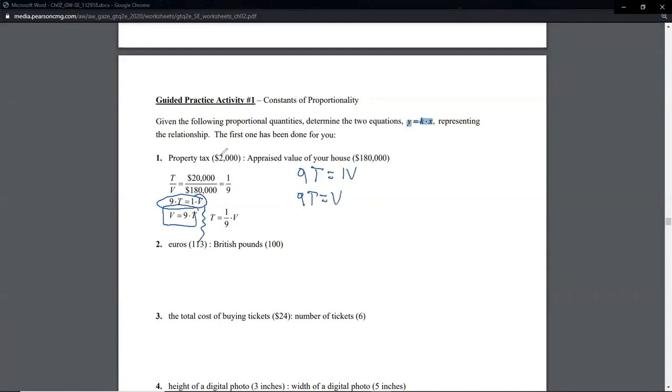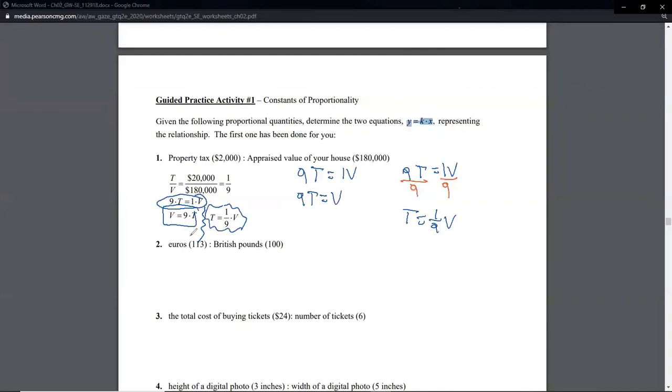I just have the sides swapped. And then the other one was you take the 9t equals 1v and you actually have to solve it. You divide both sides by 9, and you get that t is equal to 1/9 times v. So that's this one. It's a matter of which one you prefer to be solved for.